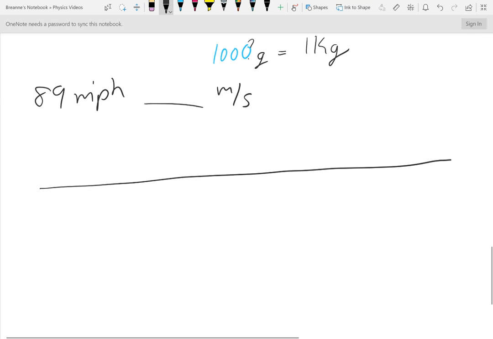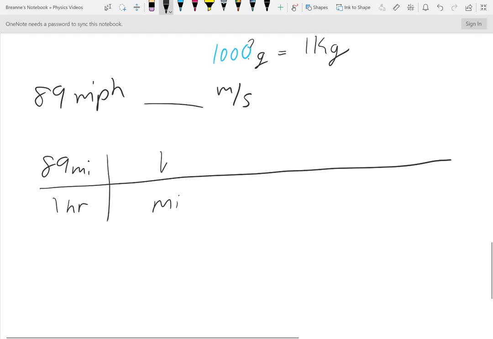So this one I'm going to do in one long, big railroad track. I'm not going to split it up. So at 98 miles per 1 hour, we're going to focus in on the miles first. There's not a direct conversion from miles to meters, but there is a miles to kilometer.